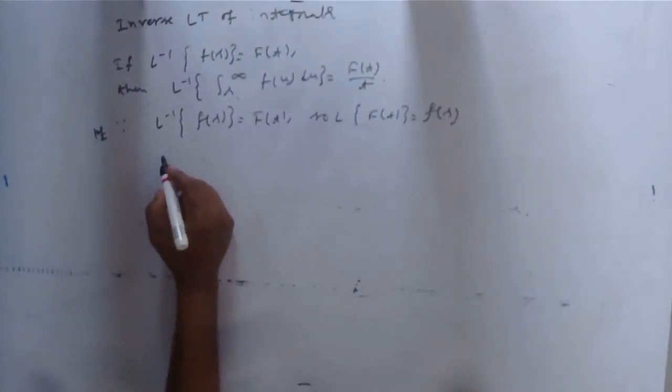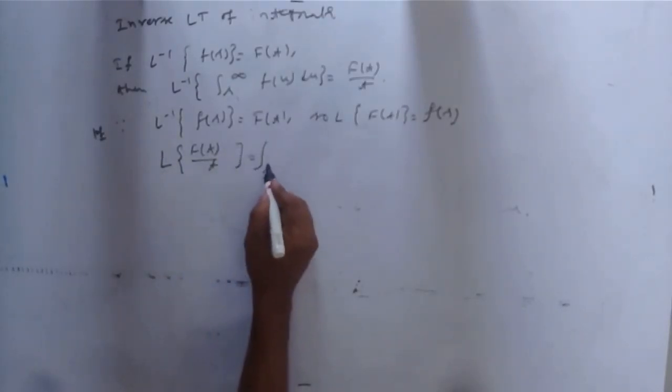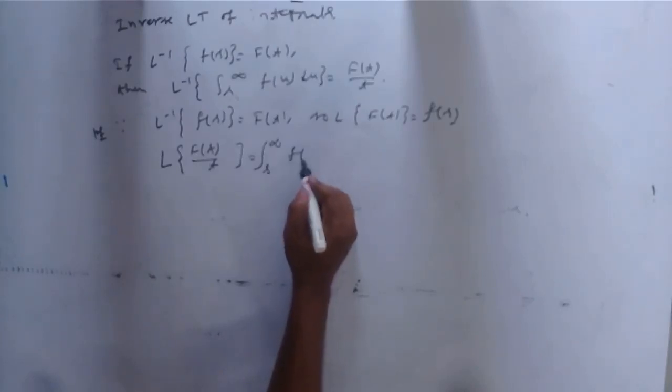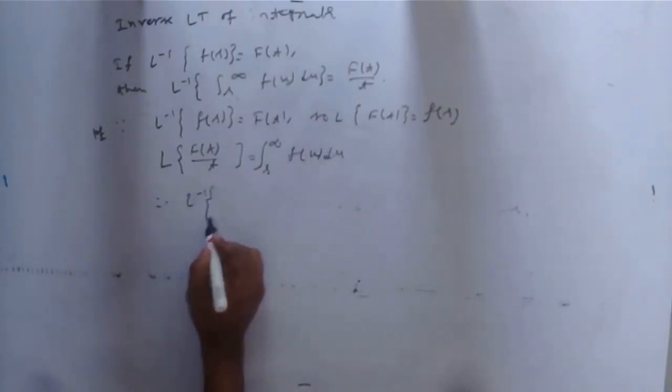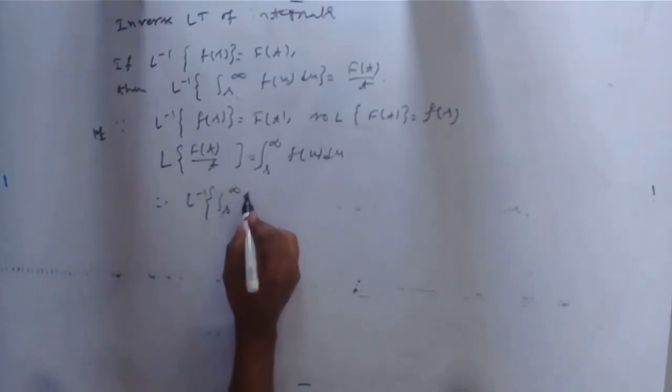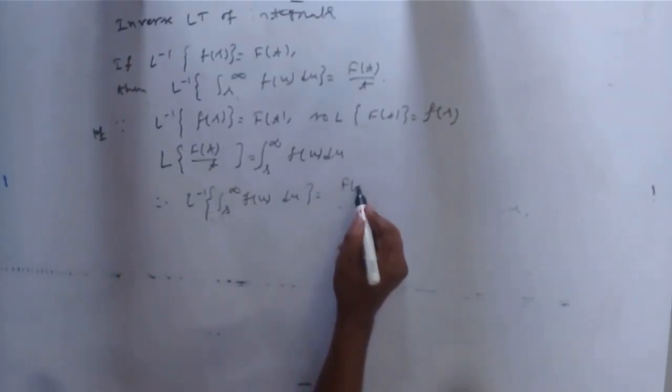Now we know from the previous chapter of Laplace transform, L of f(t) by t equals the integral from s to infinity of F(u) du. Therefore L inverse of the integral from s to infinity of F(u) du will be f(t) by t.